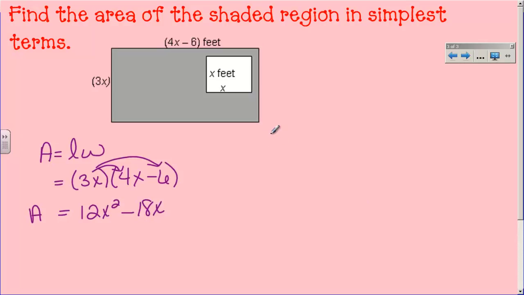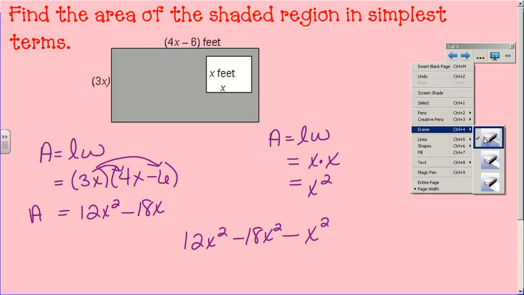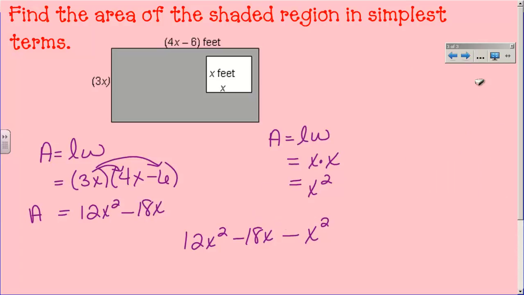Then I have to do the square. Area of a square you can also do as length times width. So I have to do x times x, and y'all should recognize that that is x squared. So here's the whole thing. Here is the square. I'm going to have to subtract them in order to get the shaded region. So I have 12x squared minus 18x minus x squared. This should not be an x squared. This should just be an x. There you go.